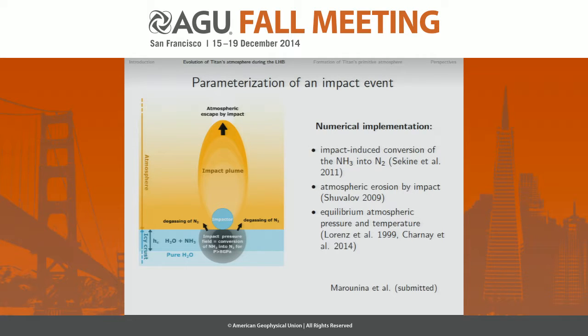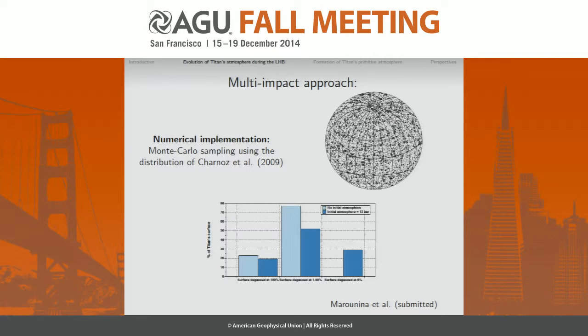At the same time, we can erode this atmosphere by impact, because there is a formation of an impact plume where the molecules are heated and accelerated, and sometimes they are accelerated fast enough to escape the gravity of the body. To take this into account, we use the parameterization of Shuvalov 2009. Finally, at the temperatures and pressures of Titan, this atmosphere can partially condense at the surface. To take this into account, we use the studies of Lorenz et al. 1999 and Charnay et al. 2014. We do this computation for a whole population of impactors characteristic of the late heavy bombardment that we took from Charnay et al.